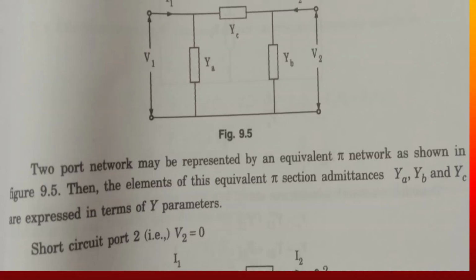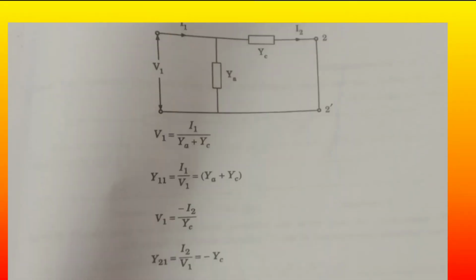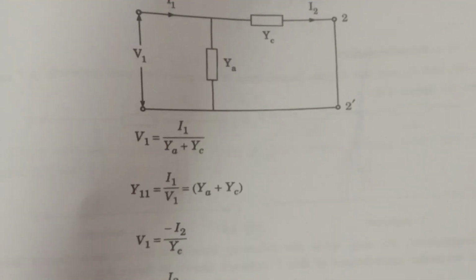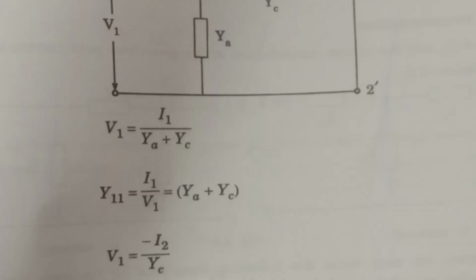When you short circuit the output, what happens? V2 becomes 0. So you have YA and YC. Since the output is short circuited, there will be no effect from YB. So we have YA and YC, and I1 will be equal to V1 times YA plus YC. From that, Y11 can be expressed as YA plus YC.